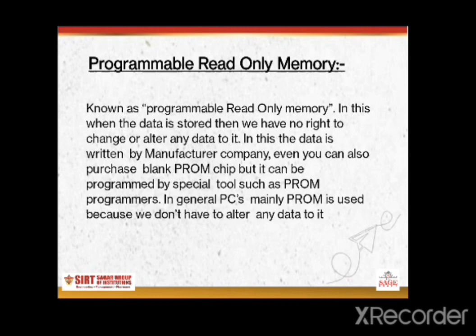Now the second one is erasable programmable ROM. In the EPROM, information can be erased and the chip can be programmed to record different information. If we want to remove the data, then we have to use ultraviolet rays. So this is the erasable programmable read-only memory, in which data is written once, but if we want to erase the data, then we have to use ultraviolet rays.